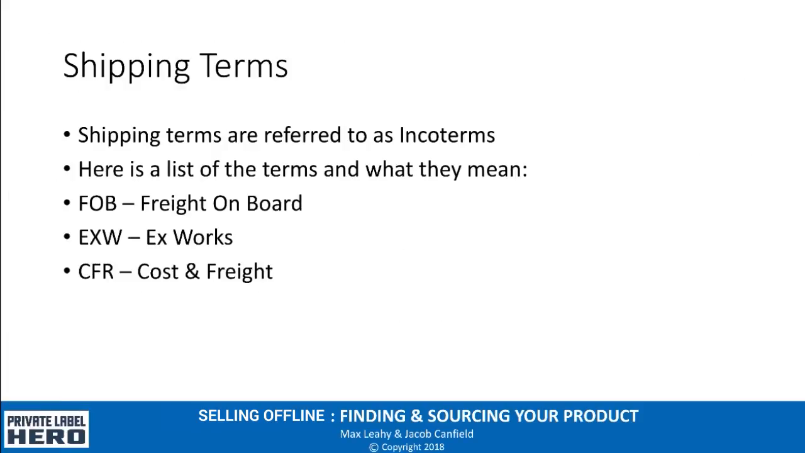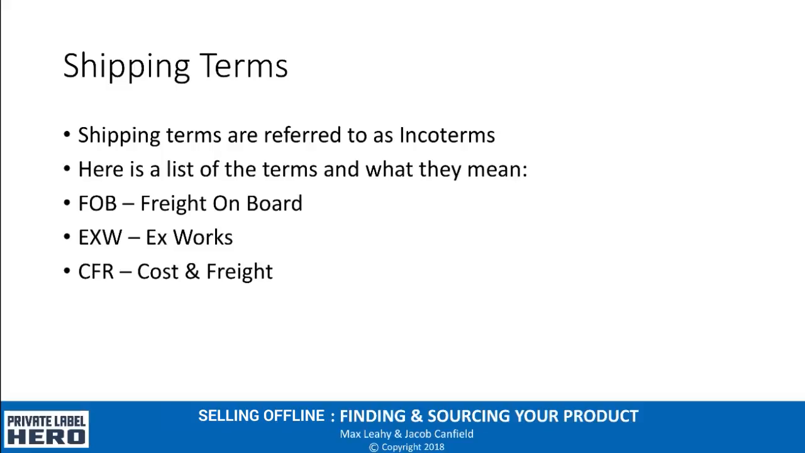All right, so on to shipping terms. This is really important that you understand the basics of shipping terms. Suppliers are going to give you 2 main terms usually. Sometimes there's a third, but generally they'll give you 2, and it's important to know what they mean. So FOB stands for freight on board. This means that a manufacturer will bring your order to the closest port.